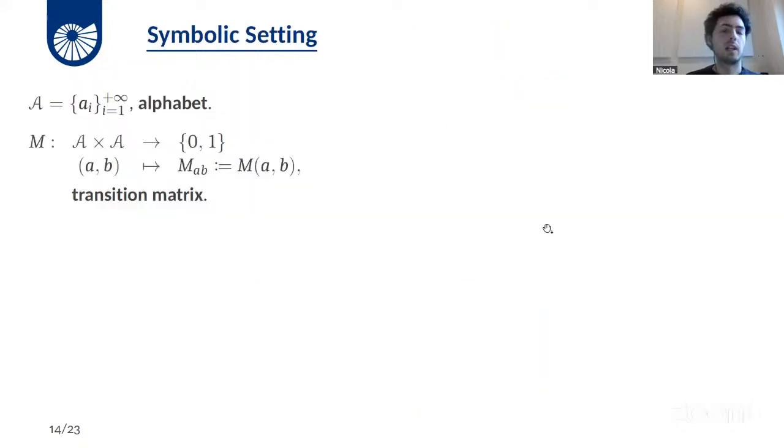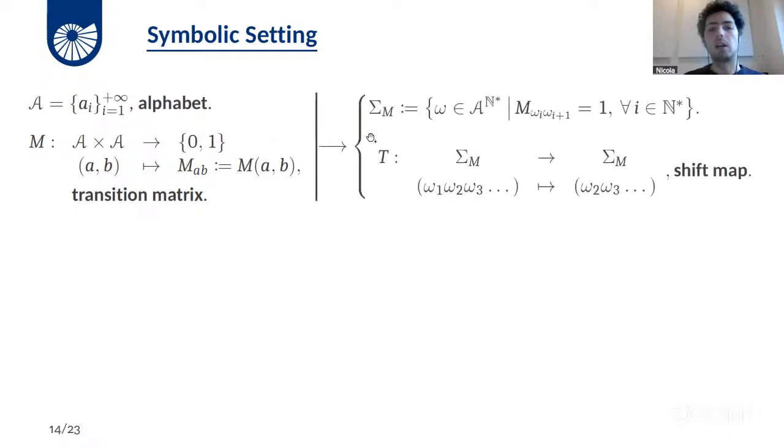So let me recall the usual symbolic setting. We have an alphabet, of symbols or states, which is infinite here, countably infinite. We have the transition matrix with entries 0 or 1, which defines the set of allowed words based on whether two consecutive symbols have the relative entry of the matrix equal to 1. Note that since we have an infinite alphabet, this space is not compact. And then we have the usual shift map. Here we have the one-sided shift because usually we can reduce to the one-sided shift.